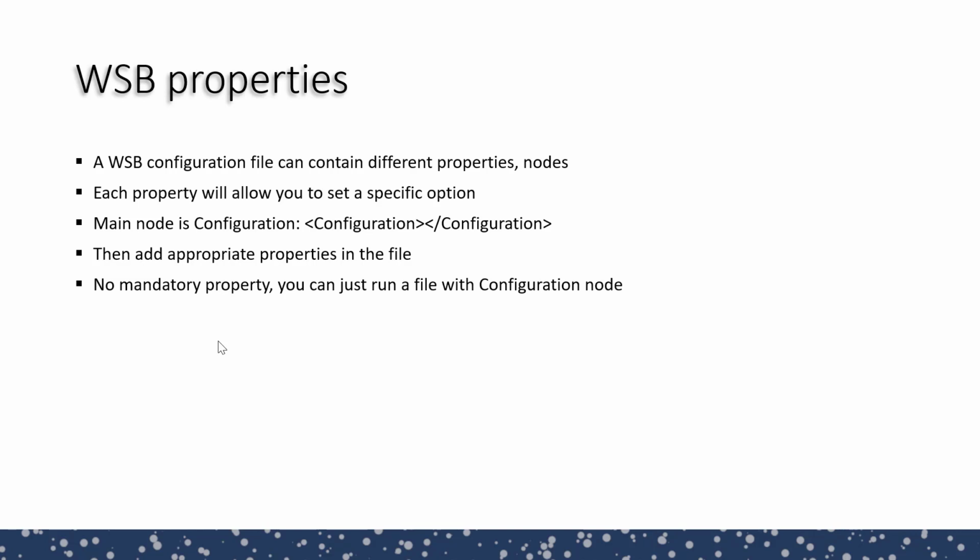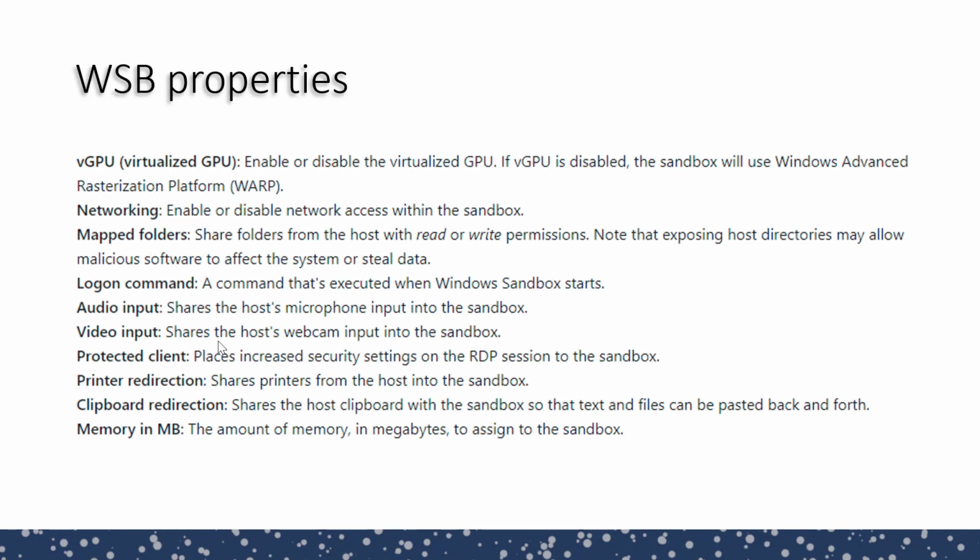WSB properties. A WSB file can contain different property nodes because it's an XML file. Each property will allow you to set a specific option. The main node is configuration. You first have to open it and close it, just like this. Then add the appropriate properties in the file. There are default properties from Microsoft.